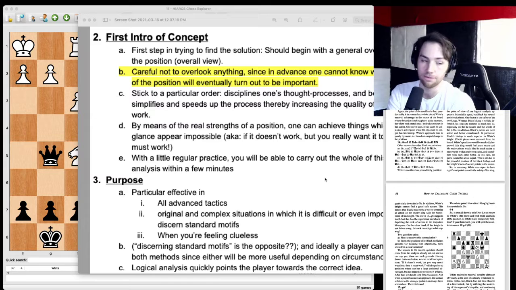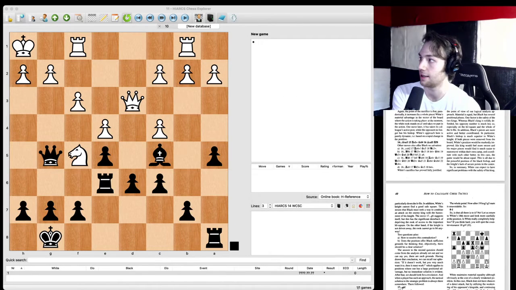So this idea here of logical analysis can be described as outlined right here. The first step in trying to identify the solution is to begin with a general overview of the position, not overlook anything. Make sure you've got a good grasp of all the details, and then identify the strengths as well. This is going to be particularly effective in positions you're unfamiliar with, and the idea is that it's going to quickly point you to the correct idea. So with that in mind, I'm going to look at an example of how to use that.